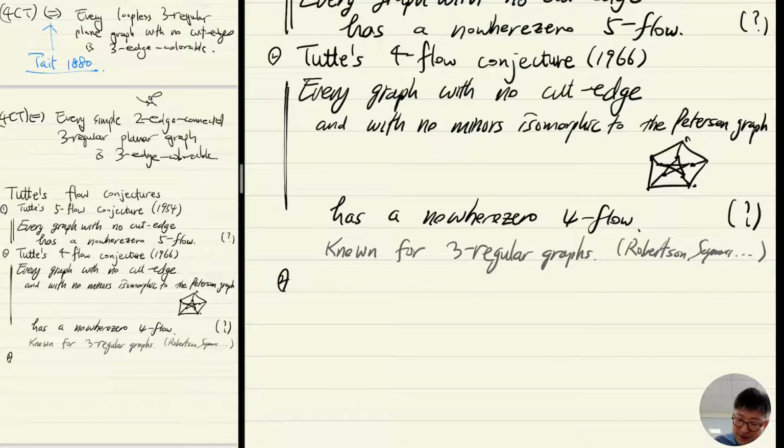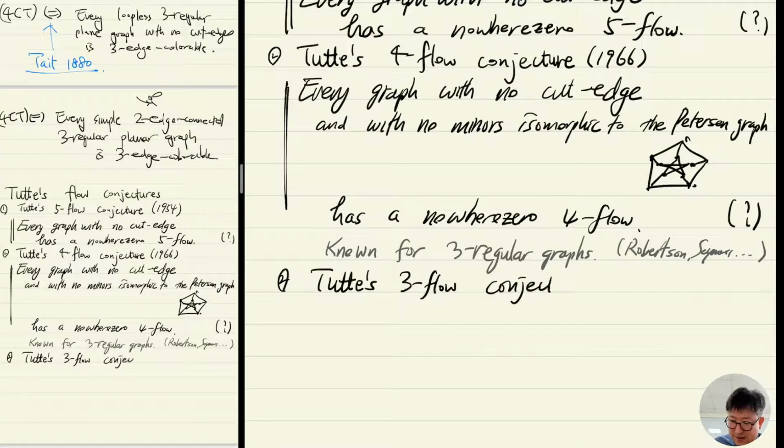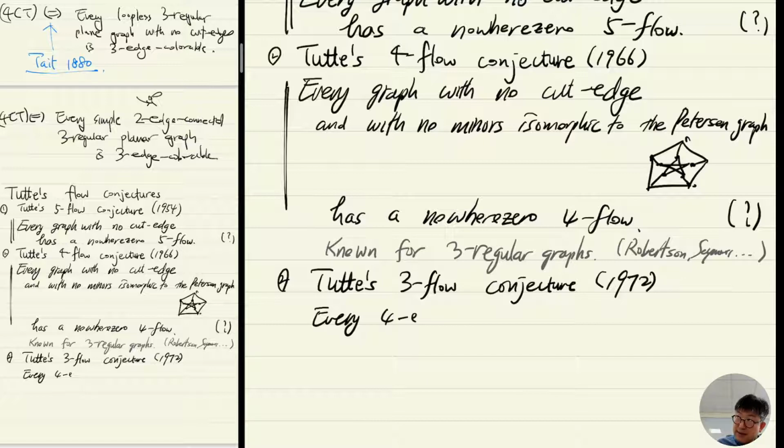Now let's talk about the 3-flow conjecture. That's the 3-flow conjecture. This was proposed in 1972. This conjecture said that every 4-edge-connected graph has a nowhere-zero 3-flow. So far, a graph without cut edges is almost the same as a 2-edge-connected graph, right? Every component is 2-edge-connected, except the component with a single vertex. But this 3-flow conjecture says that every 4-edge-connected graph has a nowhere-zero 3-flow.